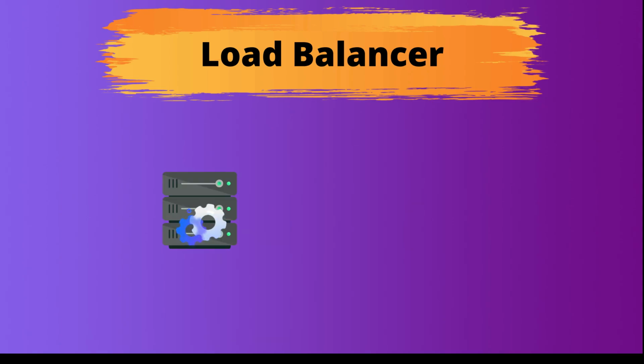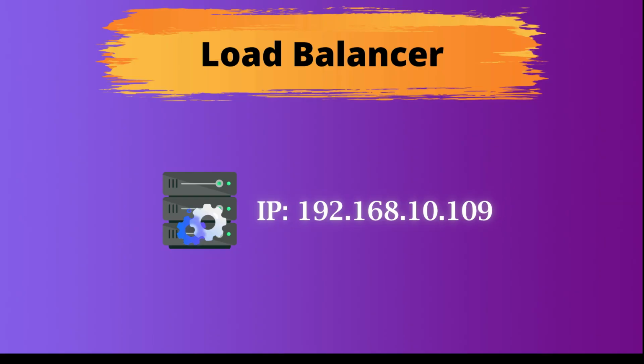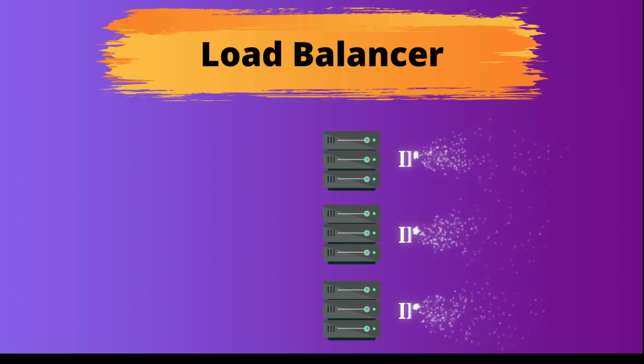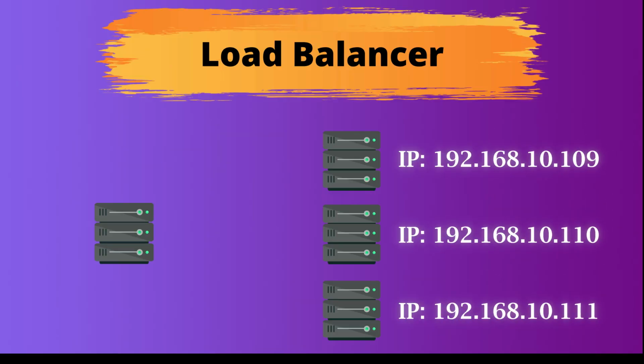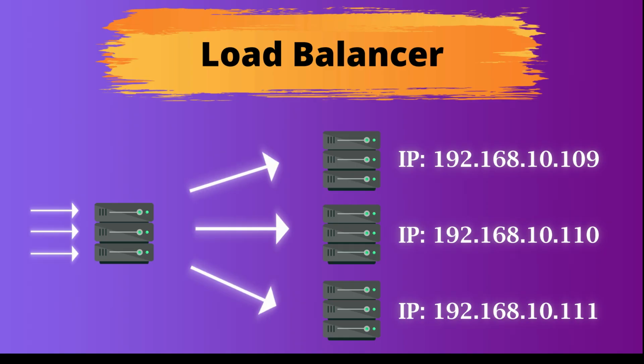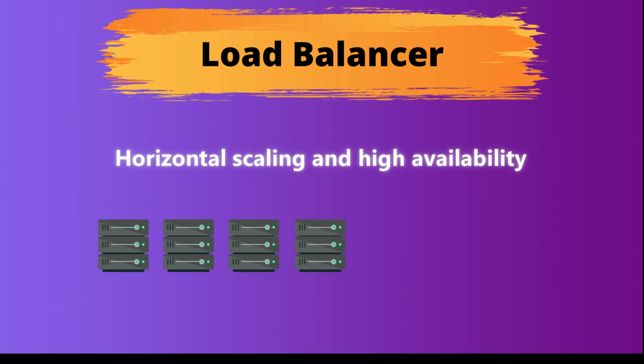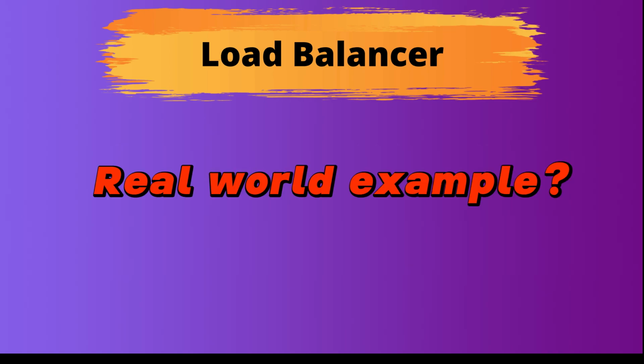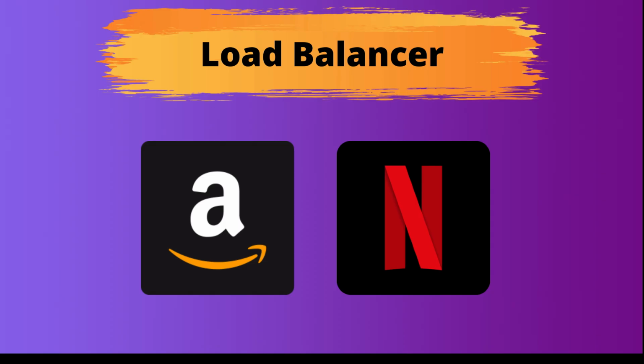To configure a load balancer, we have to play with servers by using their IP addresses. Every server must have a public IP. The load balancer configured on a server will sit as a gatekeeper and route the traffic across these servers using their IP addresses. This enables horizontal scaling and high availability. Real world example: Amazon or Netflix handle millions of users using load balancing across thousands of servers.